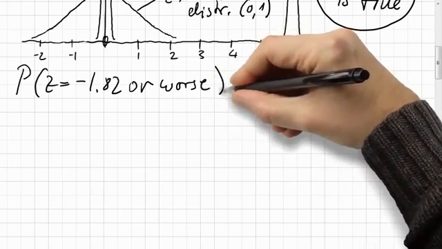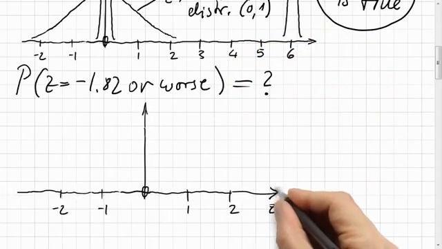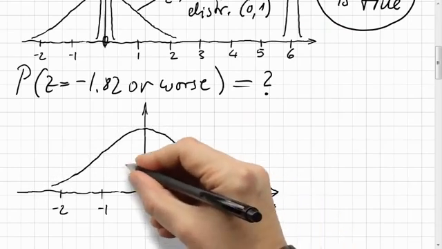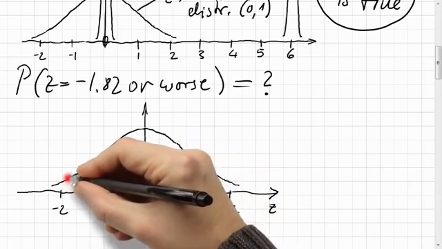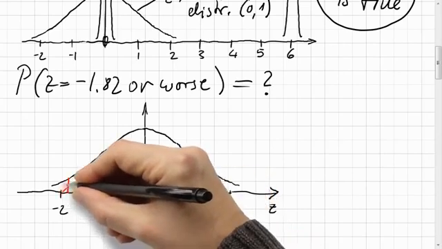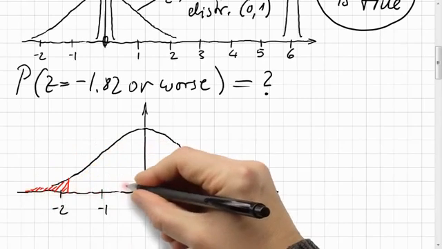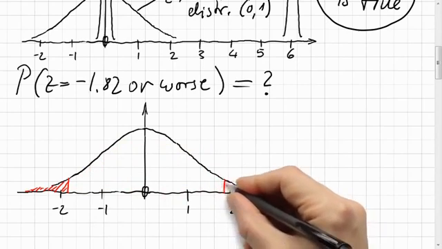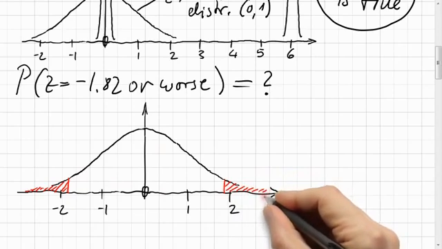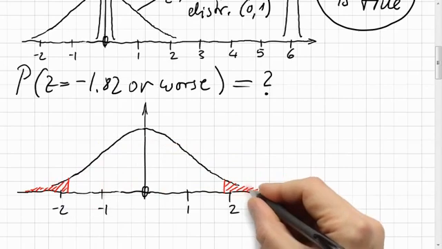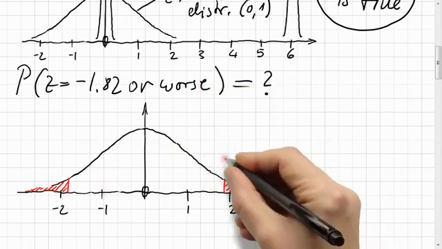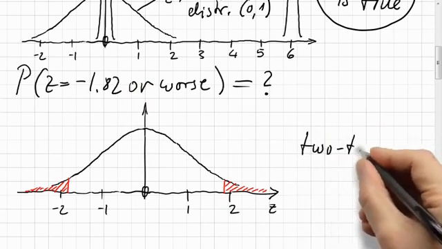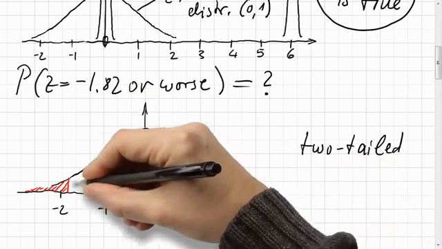So let's compute this probability using the normal distribution, which is the standard bell-shaped curve. Our minus 1.82 is somewhere here. And we're looking for values that are even worse, so even more distant from 0. There is another group of values which are as bad on the other side. So plus 1.82 and z-values which are larger. If we end up in one of these red regions, we have something that is as bad as minus 1.82 or worse. So what we're dealing with is a two-tailed test. We're dealing with both tails of the bell shape.